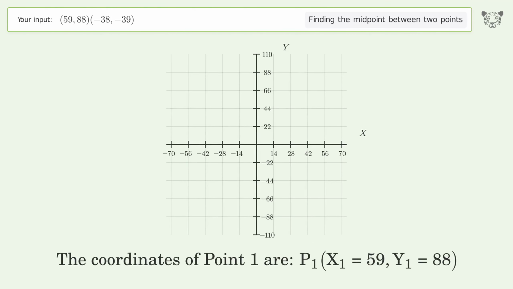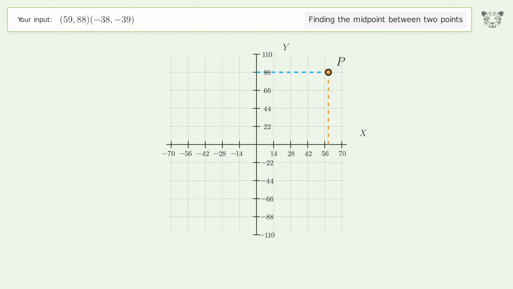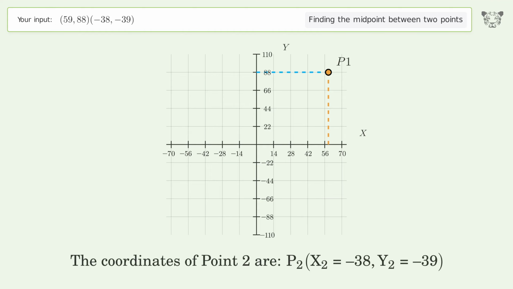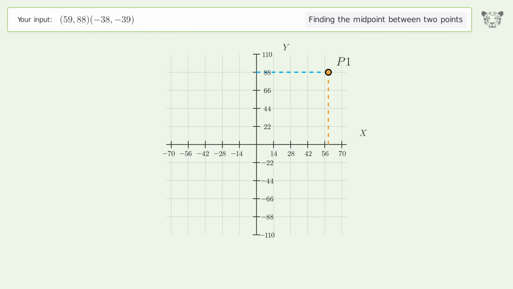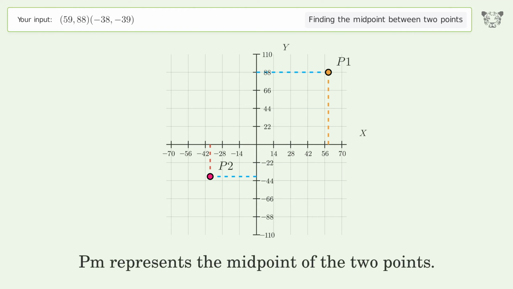The coordinates of point 1 are, x1 equals 59, y1 equals 88. The coordinates of point 2 are, x2 equals negative 38, y2 equals negative 39. PM represents the midpoint of the 2 points.